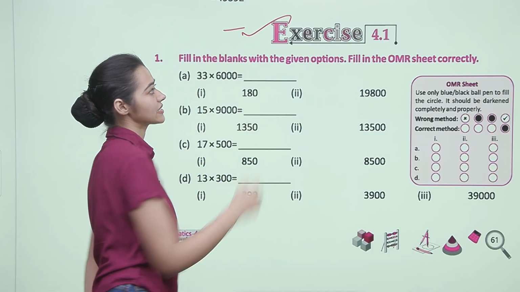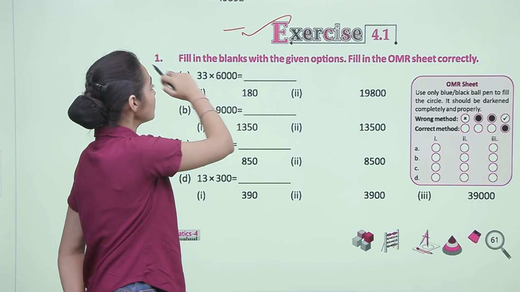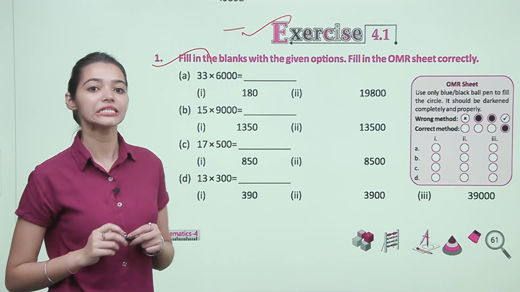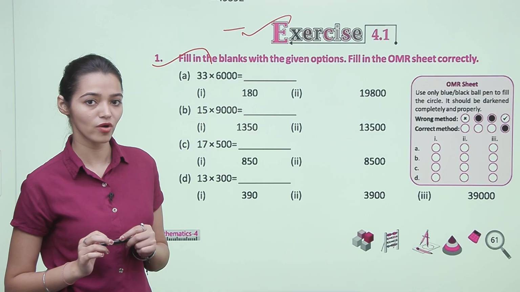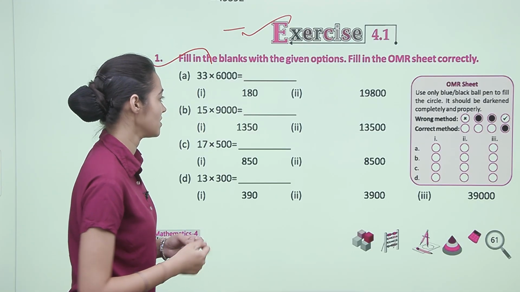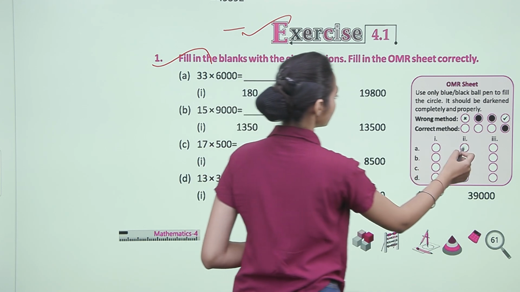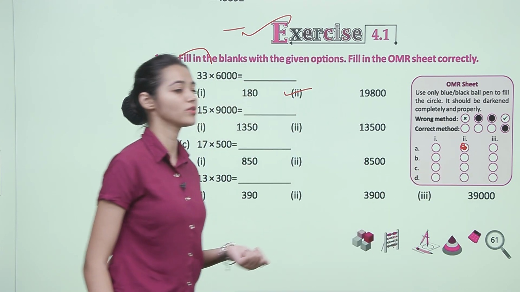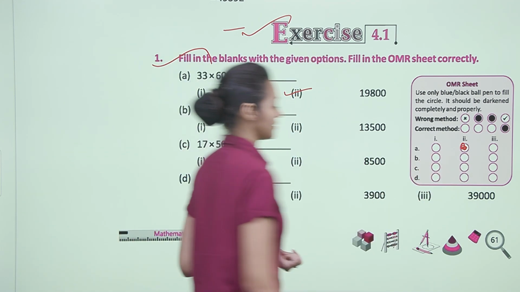Now let's start with our exercise 4.1. In the first part, we have to fill in the blanks with the correct given options and we have to fill in the OMR sheet correctly. 33 into 6, the second option is the correct answer. That's how you have to solve the remaining parts.